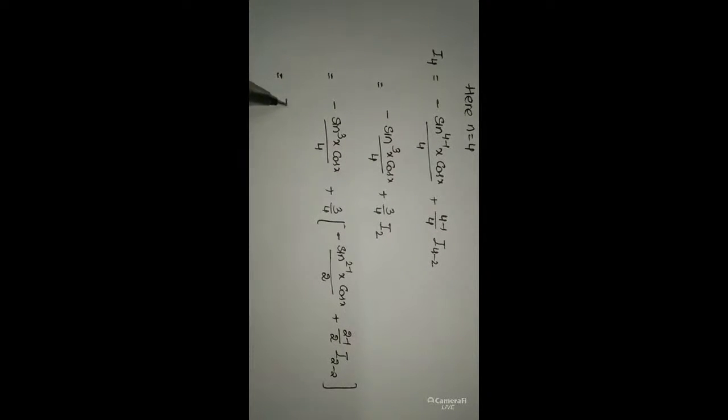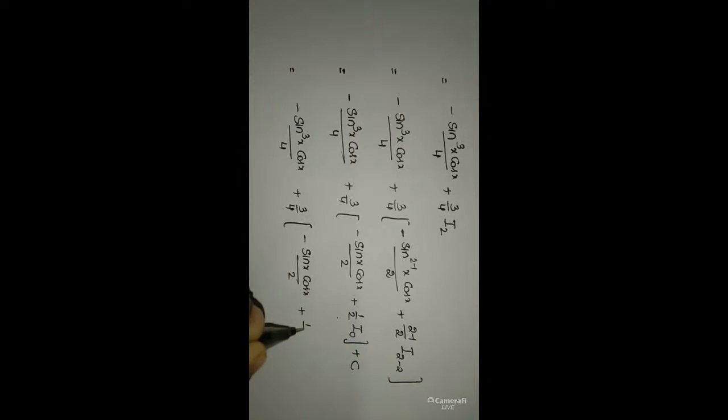So this is equal to minus sin cube x into cos x by 4 plus 3 by 4 into minus sin x into cos x by 2 plus 1 by 2 into I naught plus c. And what is the I naught value? Already we found that the value is equal to x here.